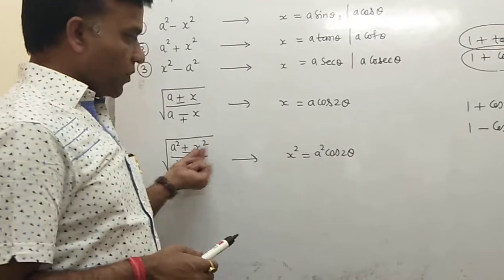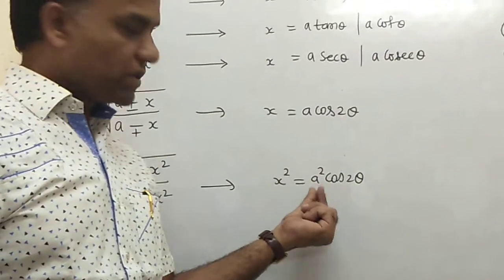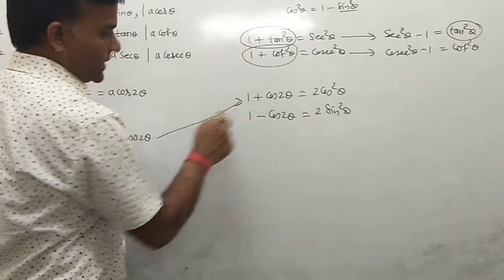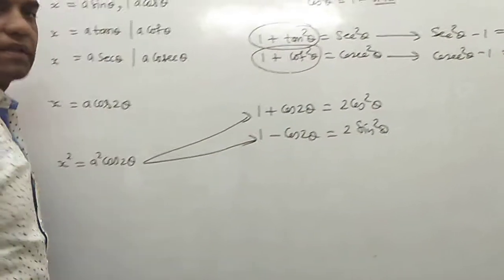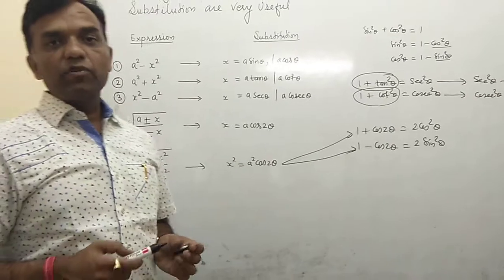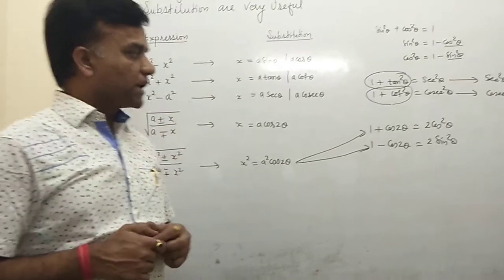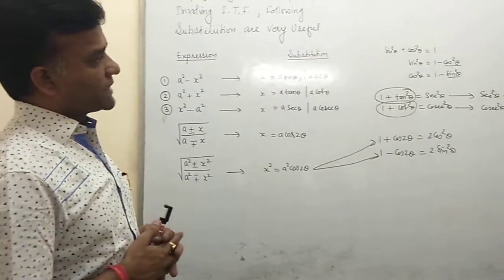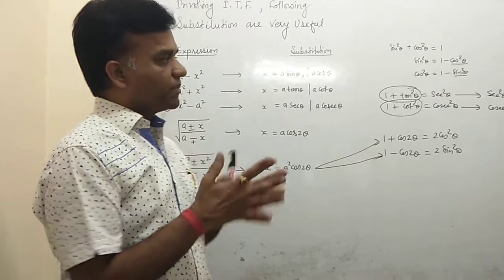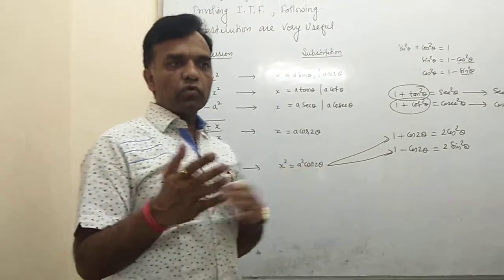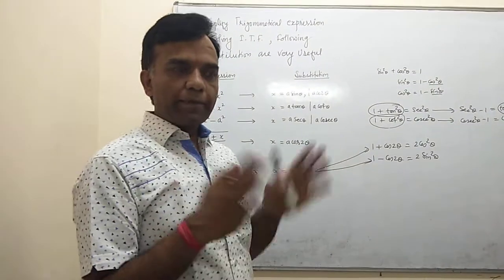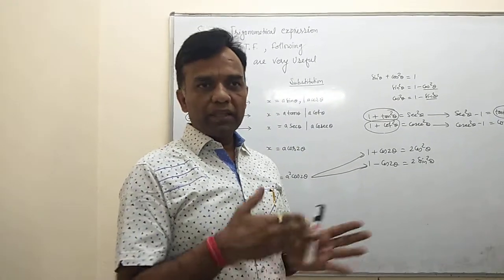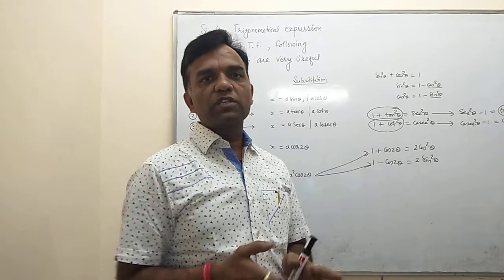In place of x square, you substitute a square cos 2 theta, because a square is common, and then again you form the same formula. It is converted into 1 plus cos 2 theta, and 1 minus cos 2 theta. But the formula is the same: 2 cos square theta and 2 sin square theta. So you use some trigonometrical identities here, and you derive a much simpler form, because you have two binomial terms, and after putting in the trigonometrical ratios your function converts into monomial form, and you simplify the given big expression into a small form.